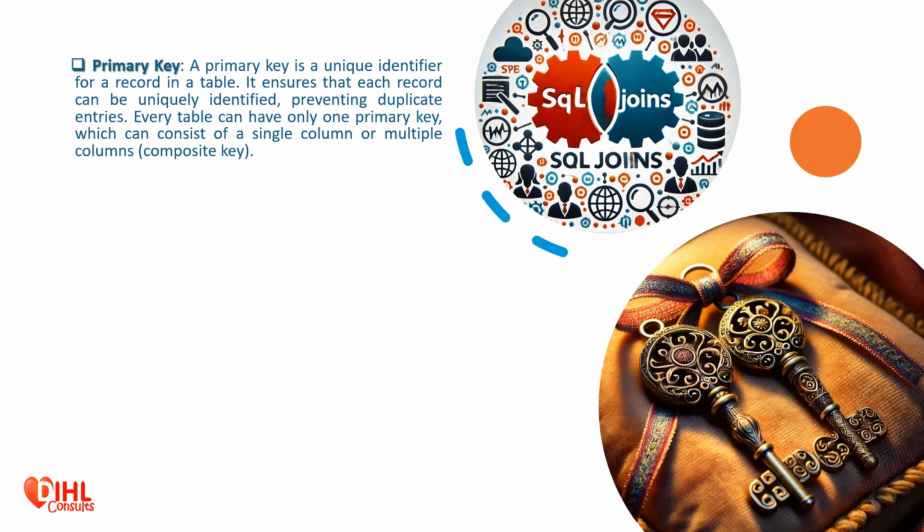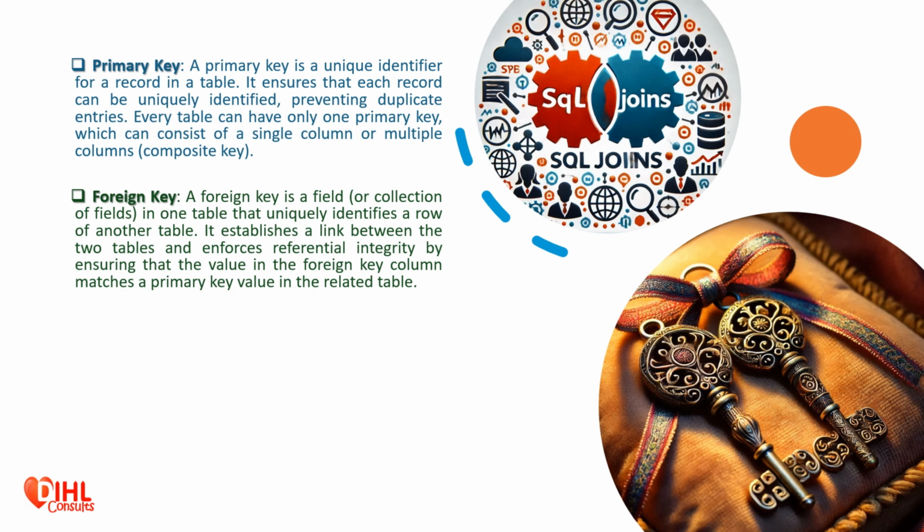A primary key is a unique identifier for a record in a table. It ensures that each record can be uniquely identified, preventing duplicate entries. Every table can have only one primary key, which consists of a single column or multiple columns.